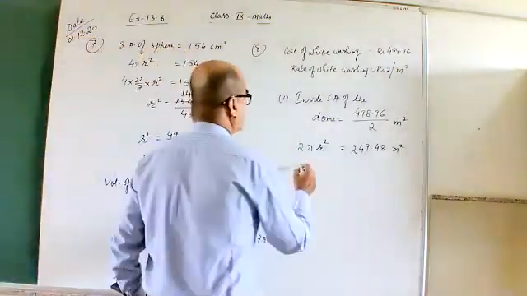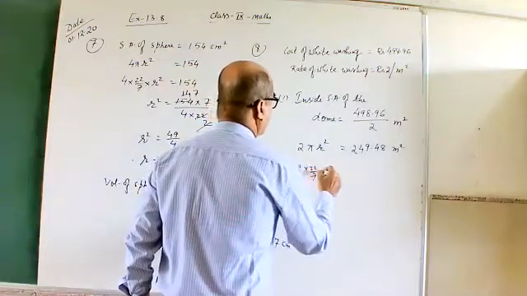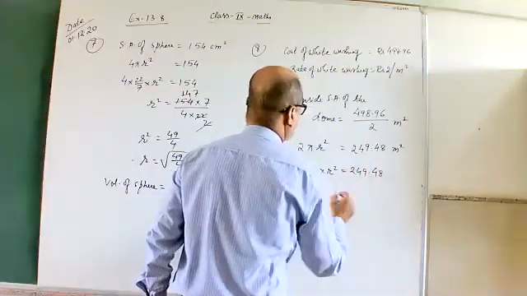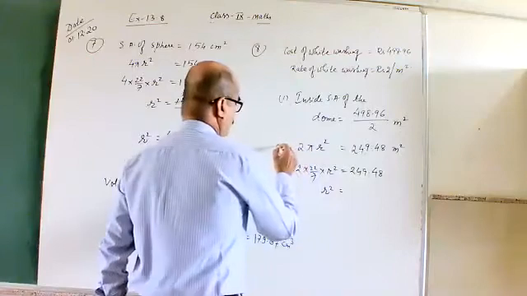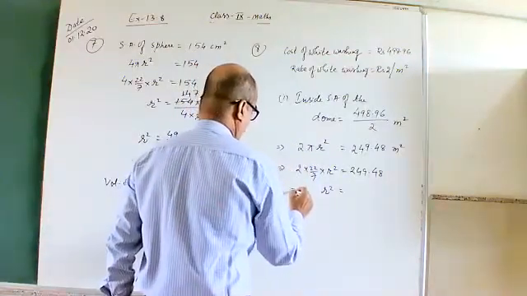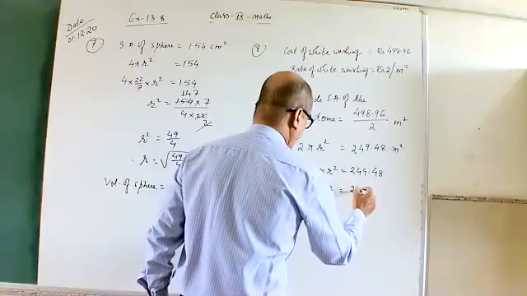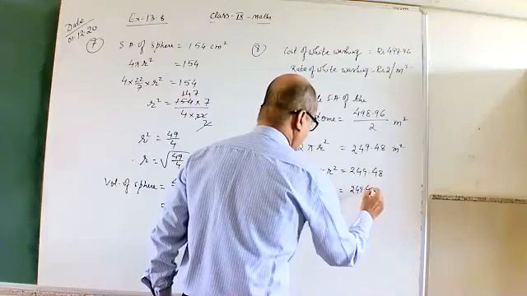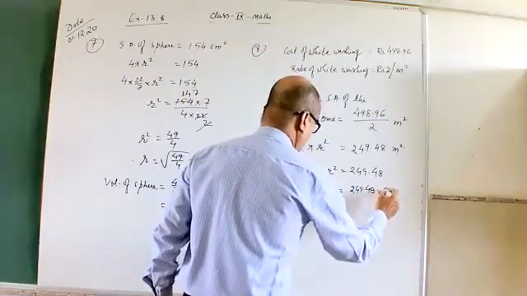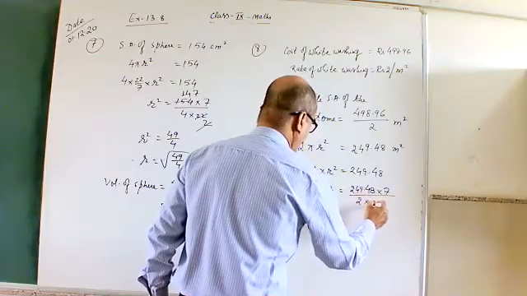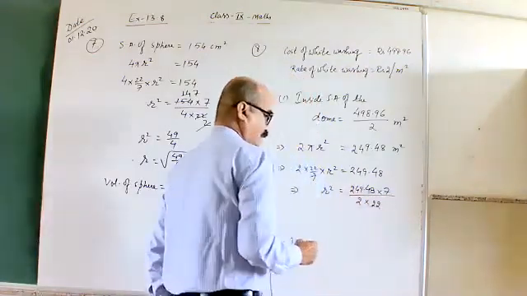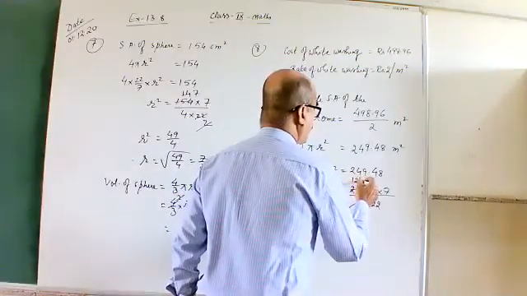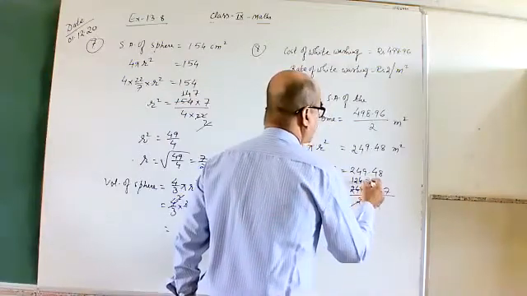Okay. Then solve this. 2 into 22 by 7 into r square is equal to 249.48 meters square. So r square will be equal to 249.48 into 7 upon 2 into 22. Again cancel it by 2. So 2 1s are 2, 2 2s are 4, 2 4s are 8, and 2 7s are 14.